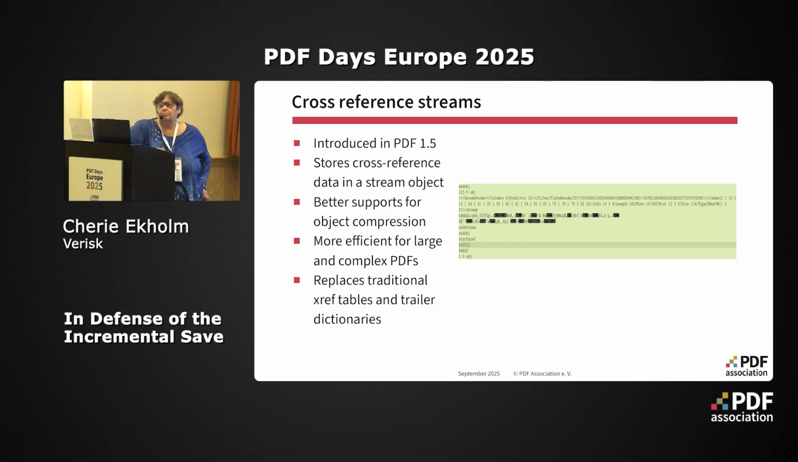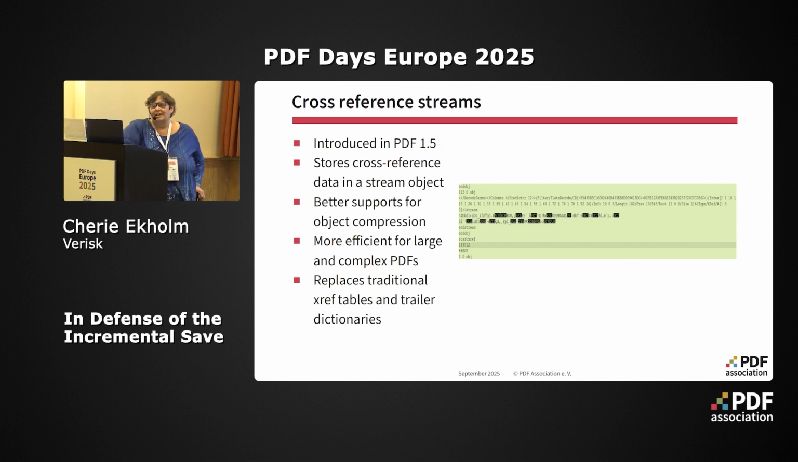Cross-reference streams were introduced in 1.5 and store the data in a stream instead. They're better for bigger files, more complicated files. ISO 32000 probably is a good example of that. They're much more efficient for large PDFs, and they replace the traditional cross-reference trailers.